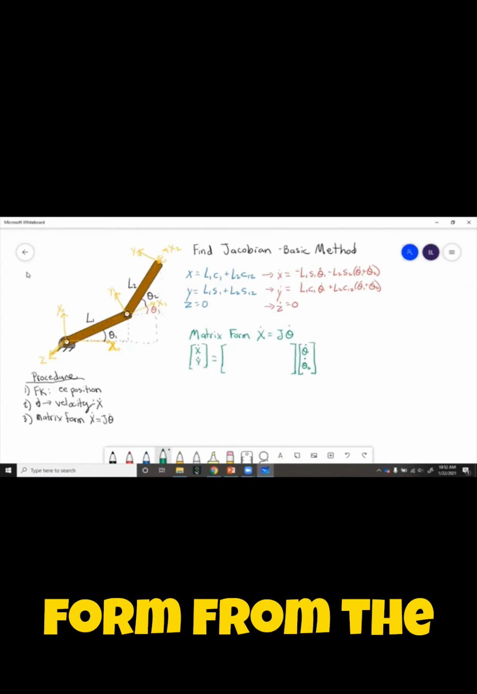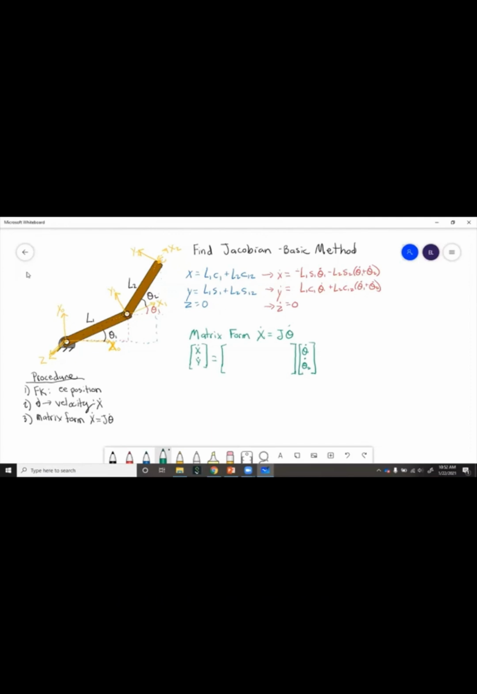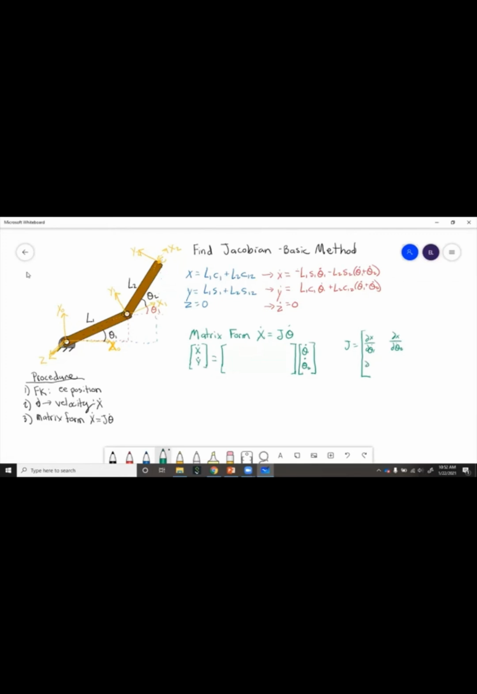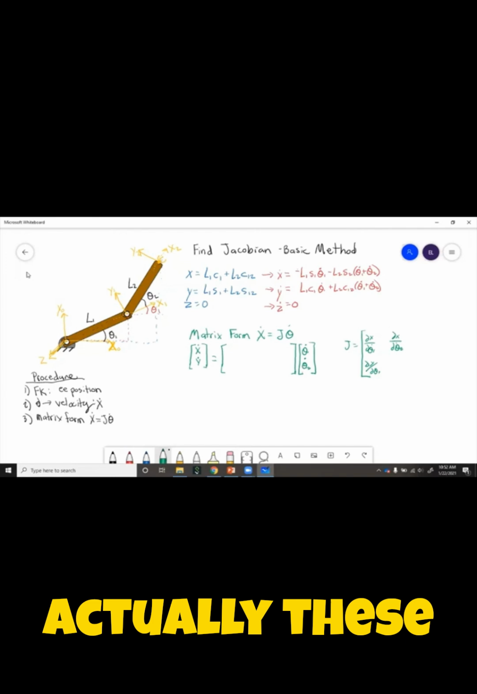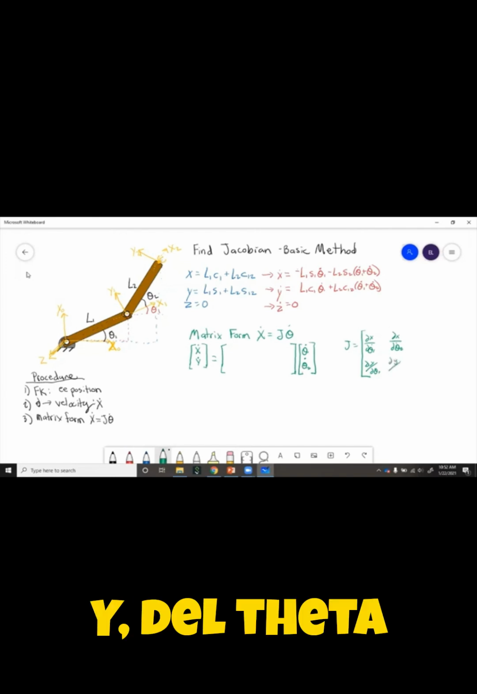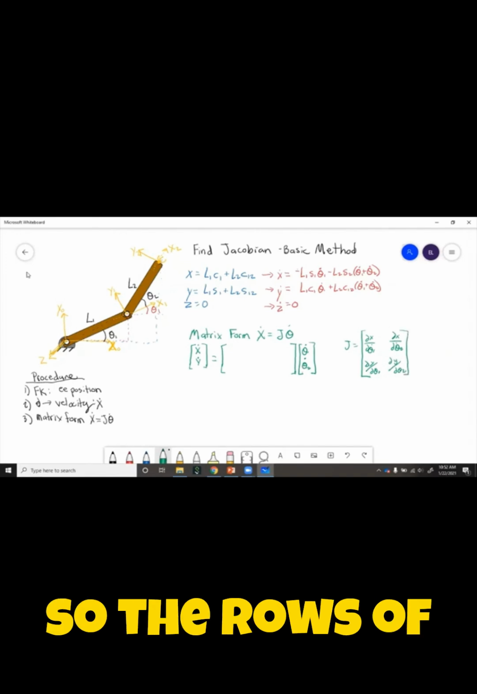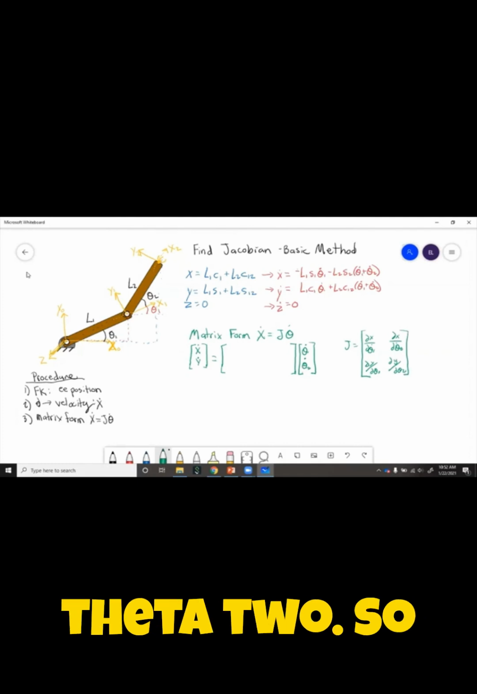To get matrix form from the velocity equations, we just need to put in the coefficients of those equations. Because if we recall, J equals del x, del theta 1, del x, del theta 2, del y, del theta 1, and del y, del theta 2. Okay, so the rows of the Jacobian correspond to x and y. The columns correspond to theta 1 and theta 2.